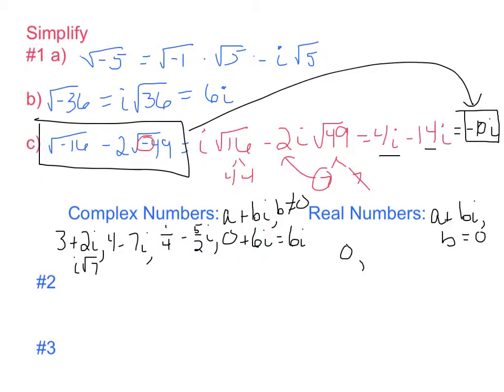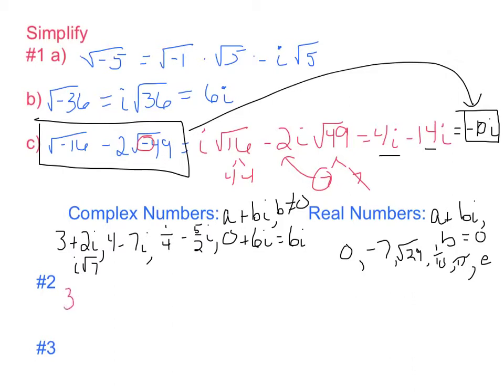So, examples of real numbers. 0 is a real number. Negative 7 is a real number. The square root of 29 is a real number. Anything without an i. 1/10. Pi is a real number. e is a real number. Anything without an i is a real number. So let's do a couple hairier examples, shall we?